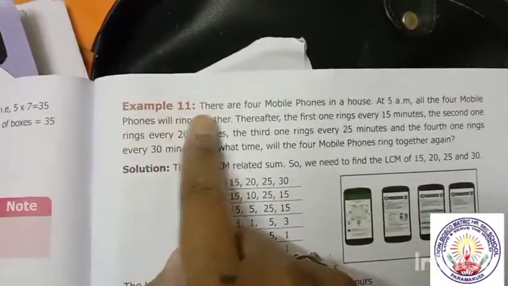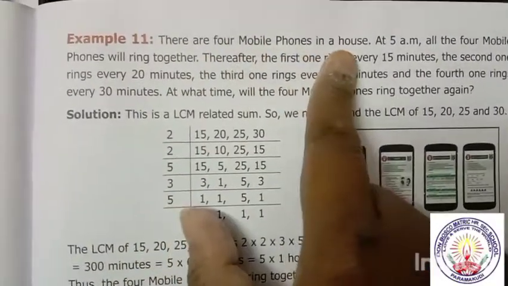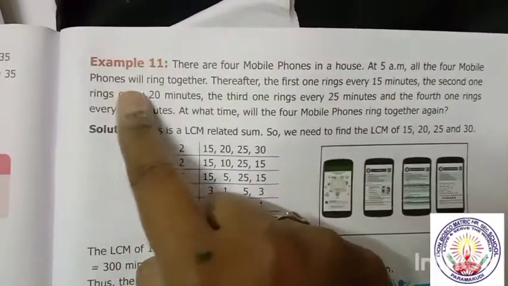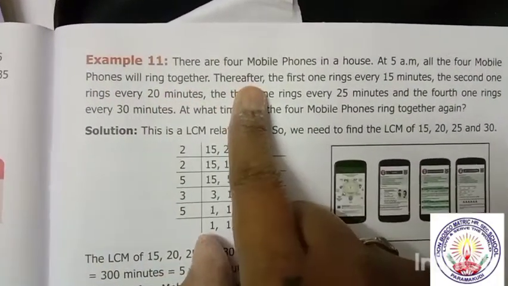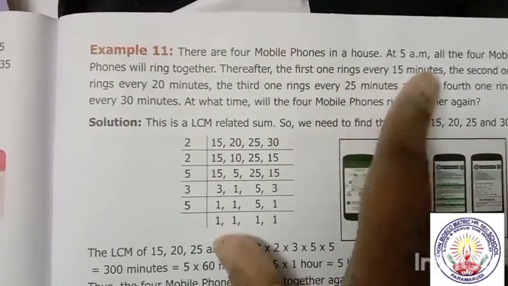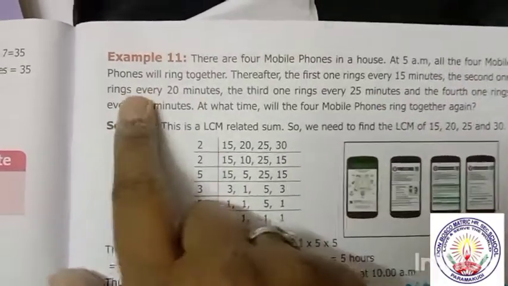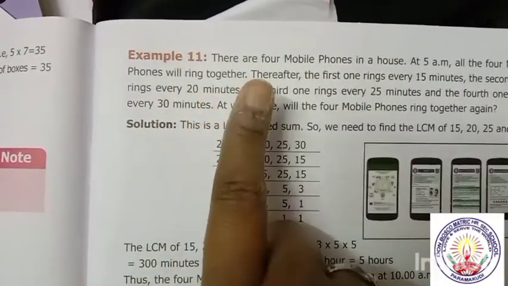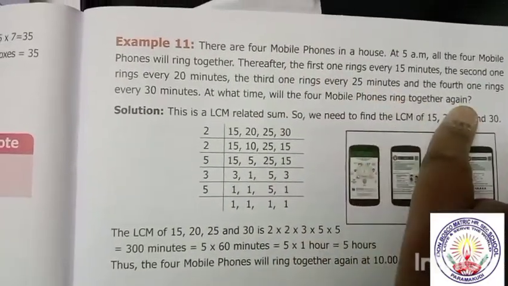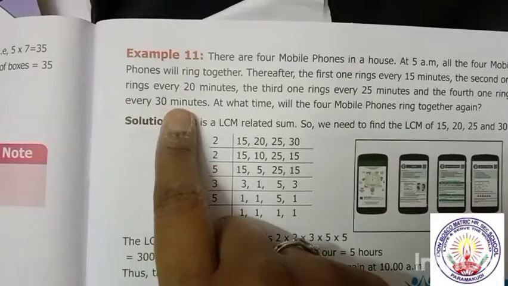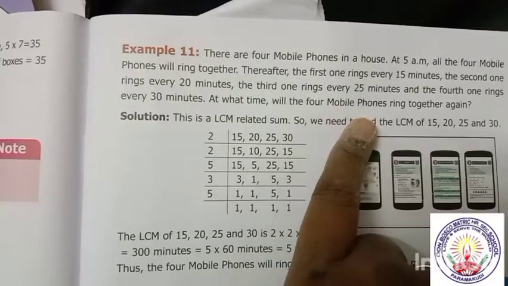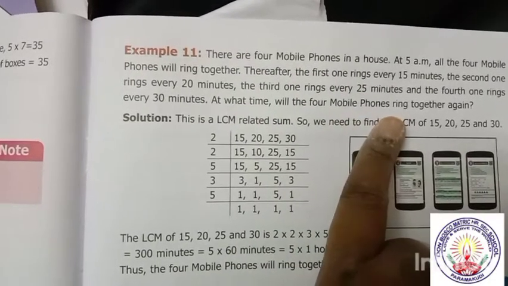Next, example 11. There are 4 mobile phones in a house. At 5 a.m., all the 4 mobile phones will ring together. Thereafter, the first one rings every 15 minutes, the second one every 20 minutes, the third one every 25 minutes, and the fourth one every 30 minutes. At what time will the 4 mobile phones ring together again?